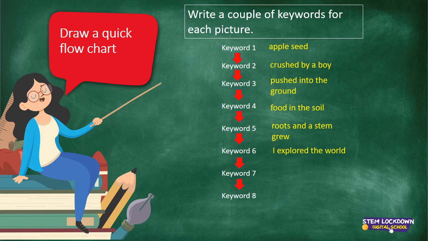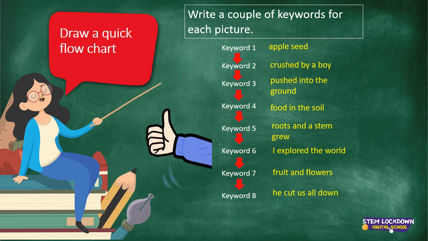When the seed started to grow above the ground, I wrote, I explored the world. What did you put? As the tree grew and felt so happy because of all the birds, the flowers, the bees, the children, I wrote fruit and flowers. And when the man came along and cut down the trees, I wrote, he cut us all down. Did you manage to get all your keywords down? Well done.